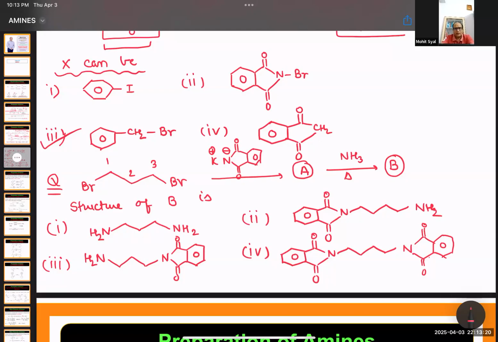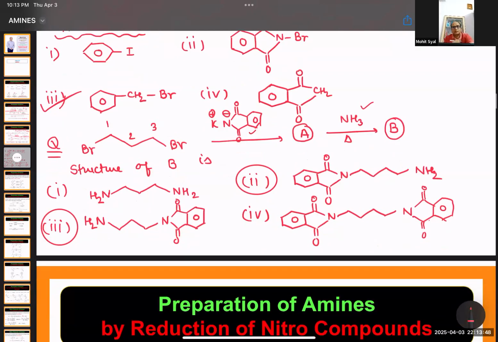You have these two groups that you know already. So on one side you will have NH2, on the other side you have this phthalimide. So this could be the answer. Second one could be the answer. Or third one also could be the answer. So out of second and third, we need to choose. So which is going to be the right option? The second one or the third one? Third one. Yes, third one.